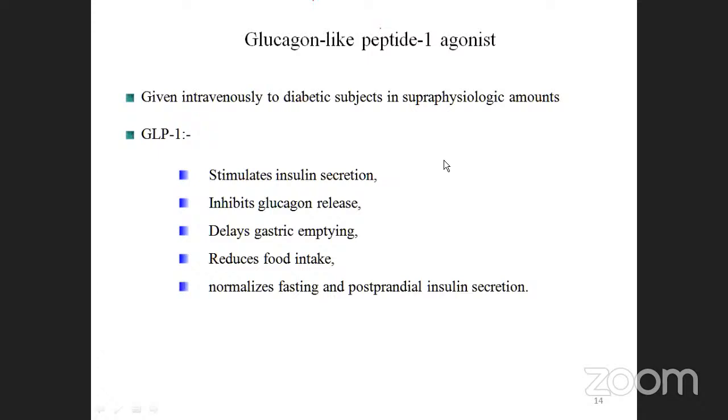So principally, fasting and postprandial insulin secretion. Fasting means when I am not eating. Postprandial means after eating. So we know, na, we have two types or two phases of insulin secretion.